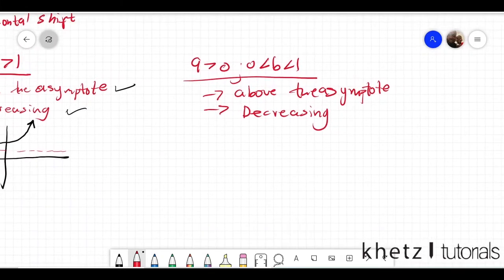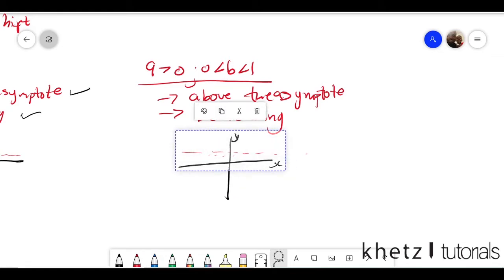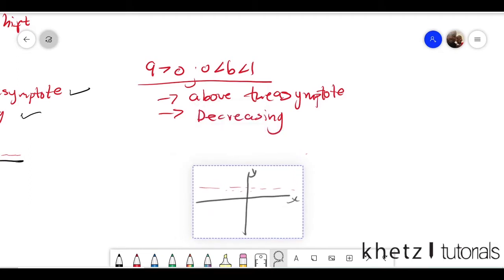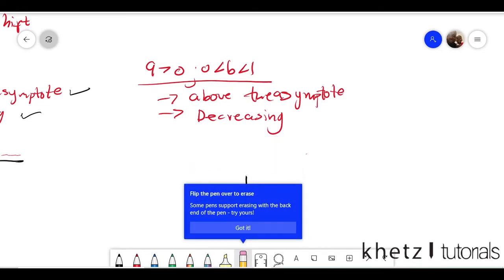Now let's draw the graph so we can associate this to a figure. It should look something like this. Let's say this is your y, this is your x. Maybe you have an asymptote which is above, somewhere there. Then expect your graph to look something like this. So the graph will come like this. Let me shift this downwards so we have some space to work with. All right, so I'm going to erase that.